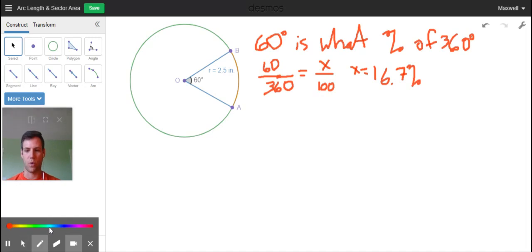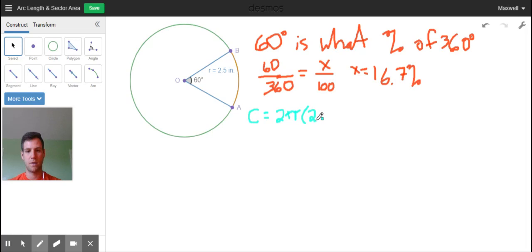To go along with that, we need to find the whole circumference of this circle. We know the whole circle is 360 degrees. Now we need to find the circumference if our radius is 2.5. So we know the circumference formula is 2 pi r. So now I'm going to do 2 pi times our radius of 2.5, and that is going to be equal to about 15.7 inches for our circumference.